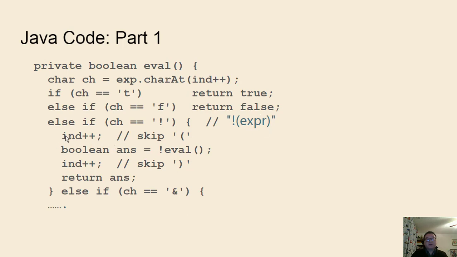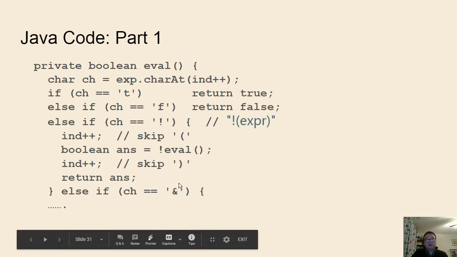Here, because we are guaranteed that the string given satisfies the grammar, I know the next character is the open parenthesis. So I don't even read it. I just increment IND to skip it. And then I call eval because I want to parse this expression. For the result, I do negation to get the answer. And after the expression, I go one step further to skip the close parenthesis, so that the IND will point at the right position after this, and then I return the answer.